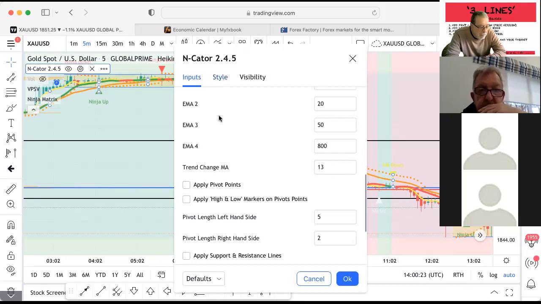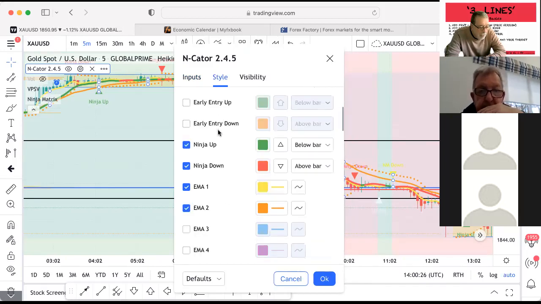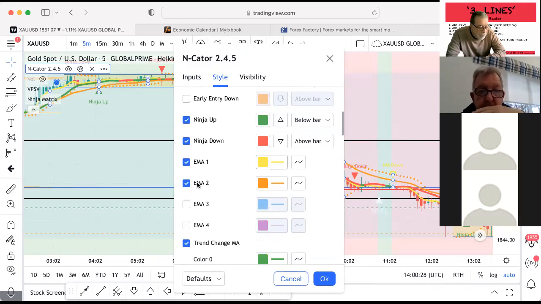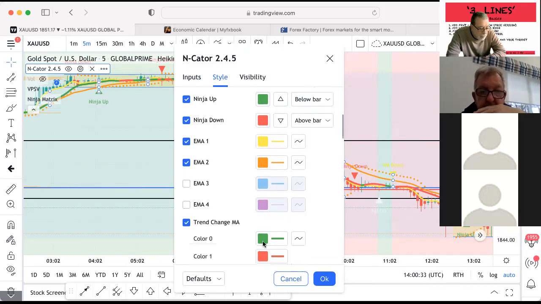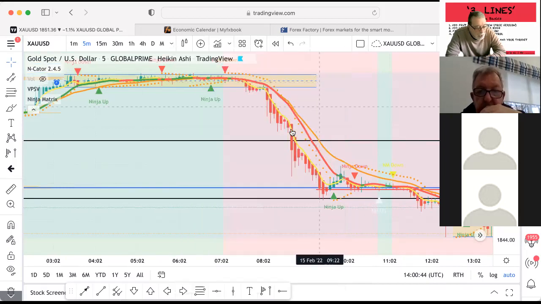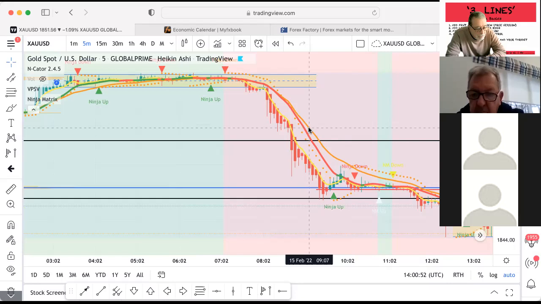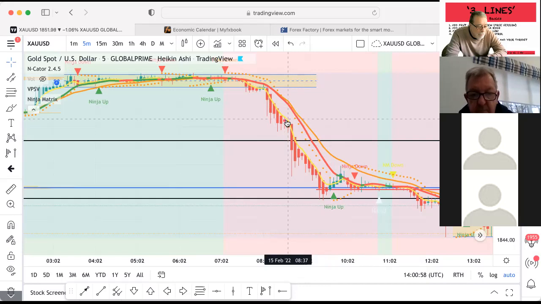In terms of style, I've got the yellow, which is the 5. I've got the trend change, which was 13. It changes from green to red. And then on number 2 is the orange one, which is the 20. So I've got 3 moving averages: the yellow 5 MA, the red 13 MA, and the orange 20 MA. And if I'm looking for a sell, I want the 5 MA to be well below the 13.